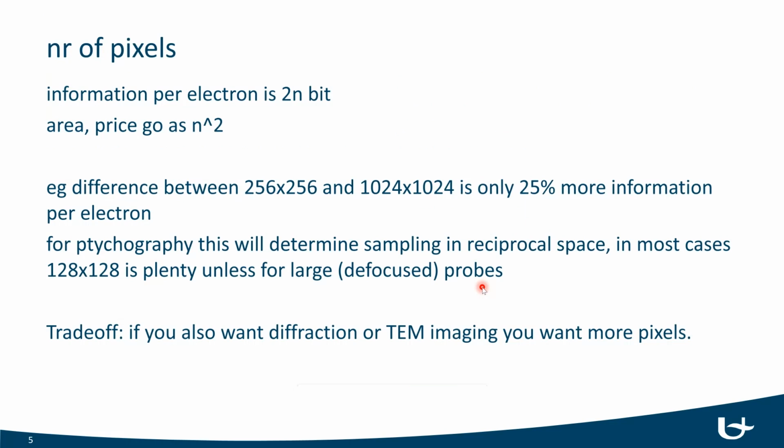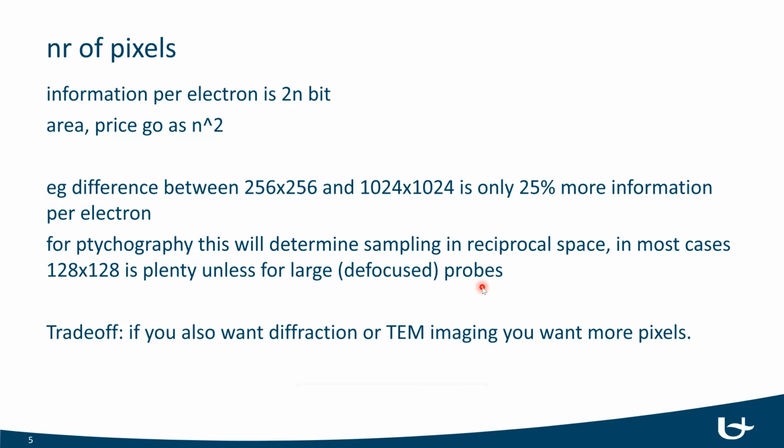So then there is the question of the number of pixels. Okay, you want to do 4D STEM. You're used maybe to more conventional imaging where megapixel cameras and much more are very common. And you could wonder, okay, how many pixels do I really need for 4D STEM?